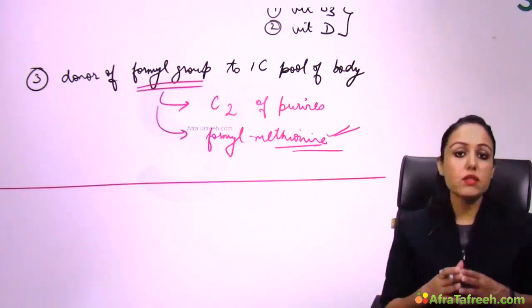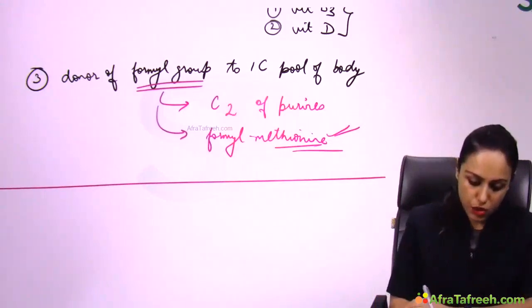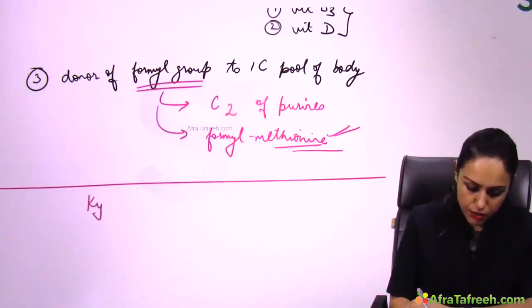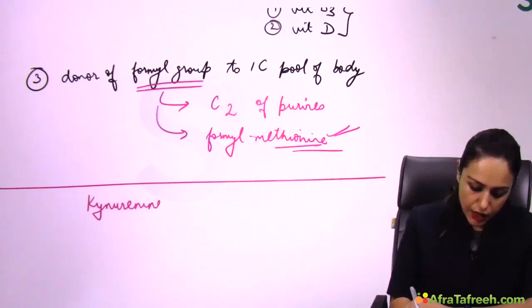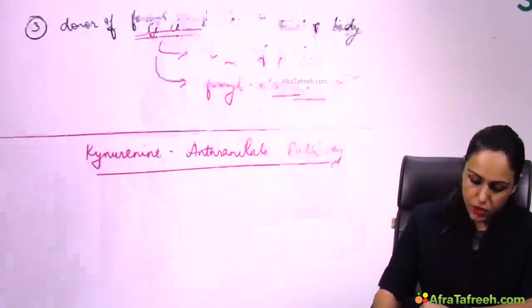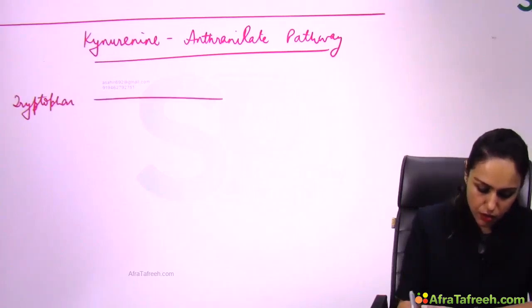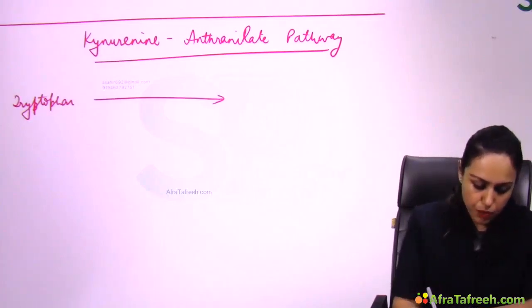First, I will be taking the synthesis of niacin, which is done by a special pathway in the body known as the kynurenine anthranilate pathway. So let's take this pathway here. Tryptophan is taken by the enzyme tryptophan pyrrolase.